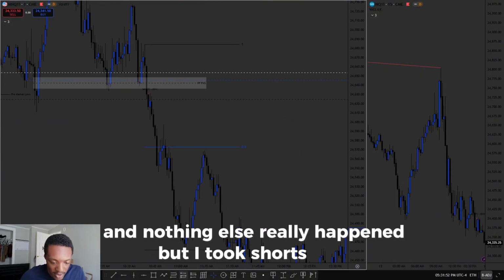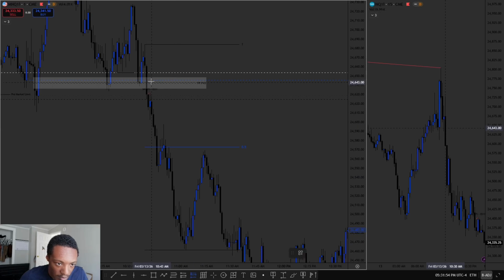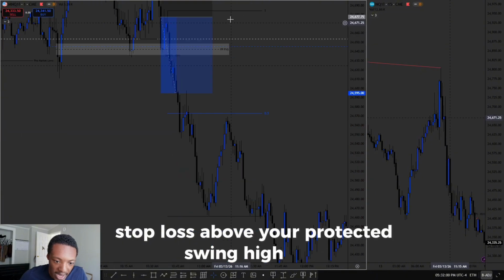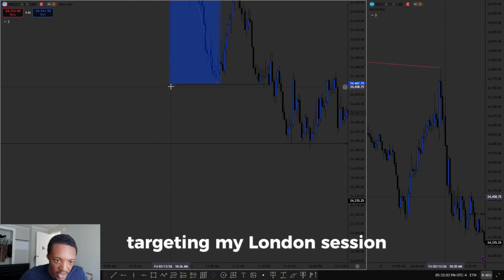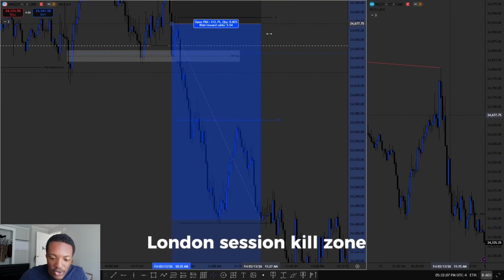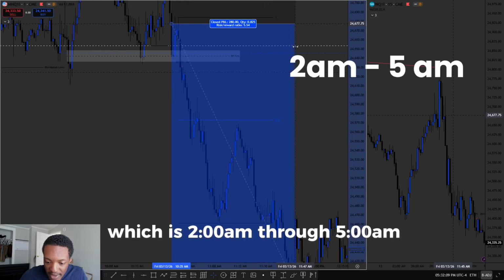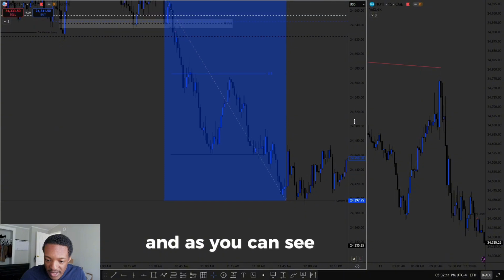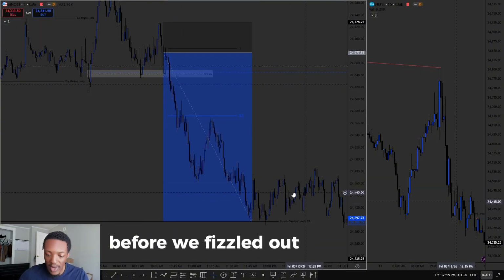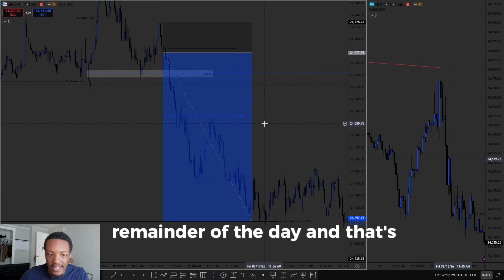But I took shorts from here, stop loss above your protected swing high here, targeting my London session kill zone, which is 2 a.m. through 5 a.m. sell side liquidity. And as you can see there, it took me out almost perfectly before we fizzled out for the remainder of the day, and that's everything that we had.